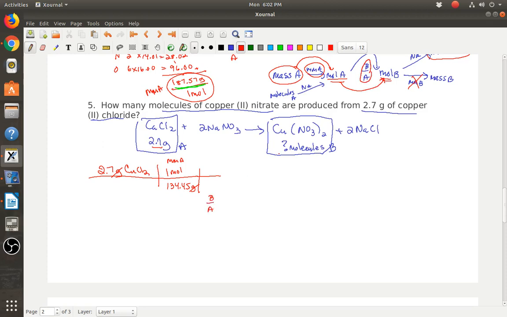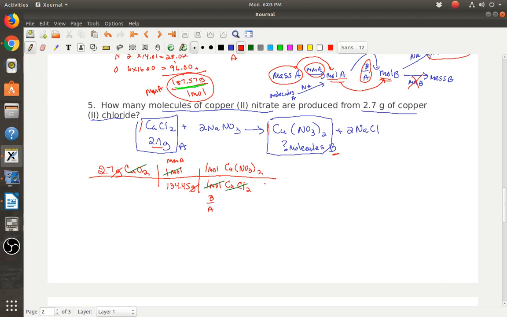B over A. This is molecule B, and there's 1 mole of it. So 1 mole of copper 2 nitrate for every 1 mole of copper 2 chloride. And you have to show this ratio because you have to show you changed molecules. Copper 2 chloride cancels, moles cancel. Now I have moles of this.